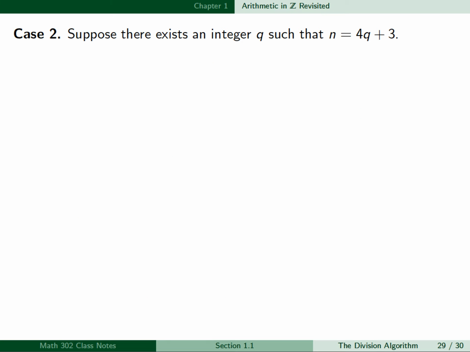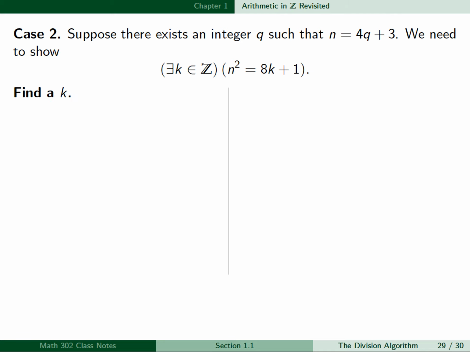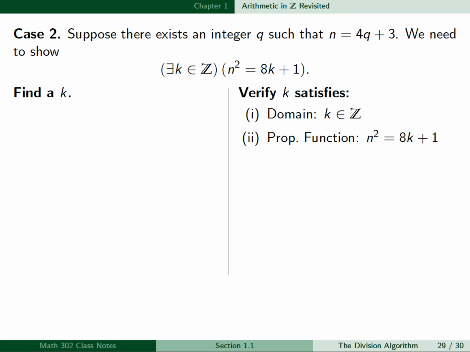Now for case 2, we're going to suppose there exists an integer q such that n is equal to 4q plus 3. And we again need to show the same conclusion, that there exists an integer k such that n squared is equal to 8k plus 1. So we again need to find a k and verify that k satisfies our domain and our propositional function.